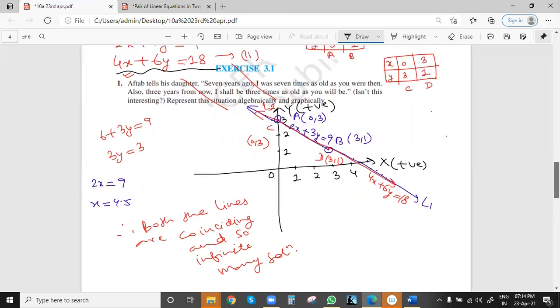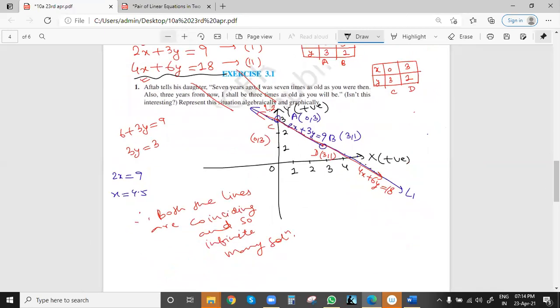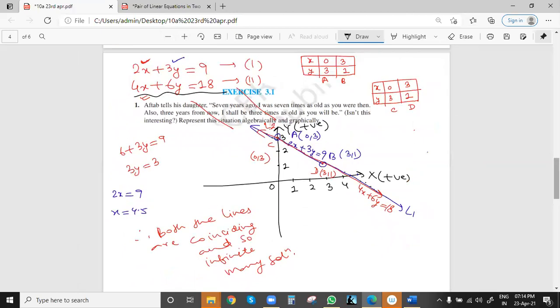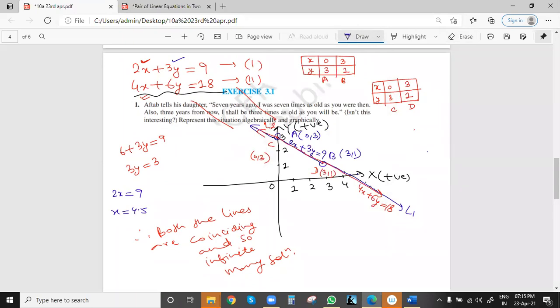In our next class, next week, we'll see how we can determine which type of solution there will be. From the equation only we can find the type of solution. Please note this solution of graph. In the next class we'll see types of solution. Based on the equation itself, we will come to know the type of solution, whether it is a unique solution, no solution or infinitely many solutions.